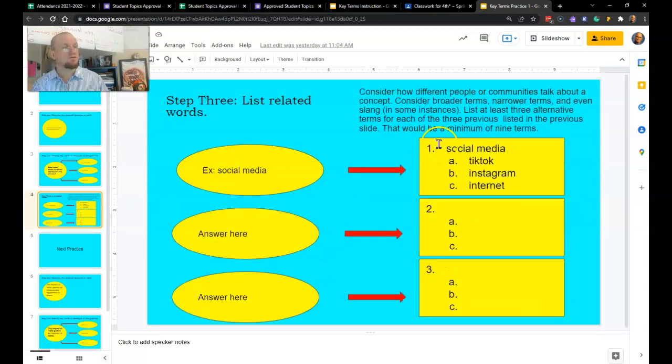Then for social media, I just put some names or some concepts that are related to social media. The next one, you'll put the next main word and come up with 3 synonyms or related words that you could use in a research, and do that there. Then on the next practice, you do everything yourself. The idea is we've taken 3 words and made them into 12 potential search words for your research topic.